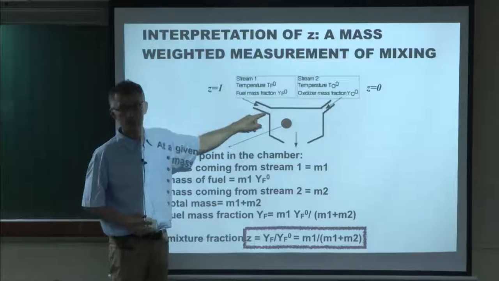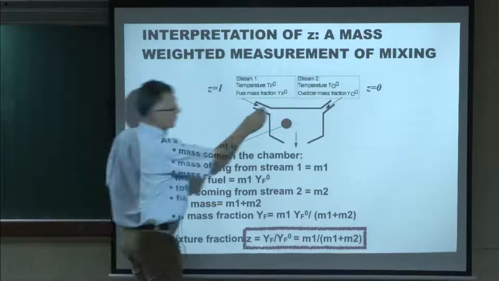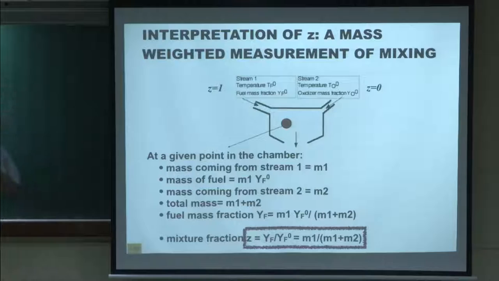So for example, if you have Z equal 0.5, it means that you're mixing the same mass from stream 1 and stream 2. If you have Z equal 1, it means really you are located here. Z equal 0, you are located here. So it's really a measure of the mixing between the two streams.